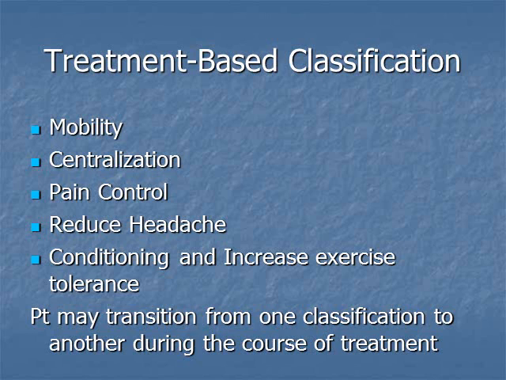Explicit in this treatment-based classification is that the patient may start with one classification and move to another. The names of these classifications are related to what your primary intention of treatment is at the time. So the mobility classification, you're trying to improve mobility and range of motion. In centralization, you're trying to centralize and reduce someone's referred or radicular symptoms. Reduce headache. Well, that's obvious. Let's make their headache better. Conditioning and increased exercise tolerance.